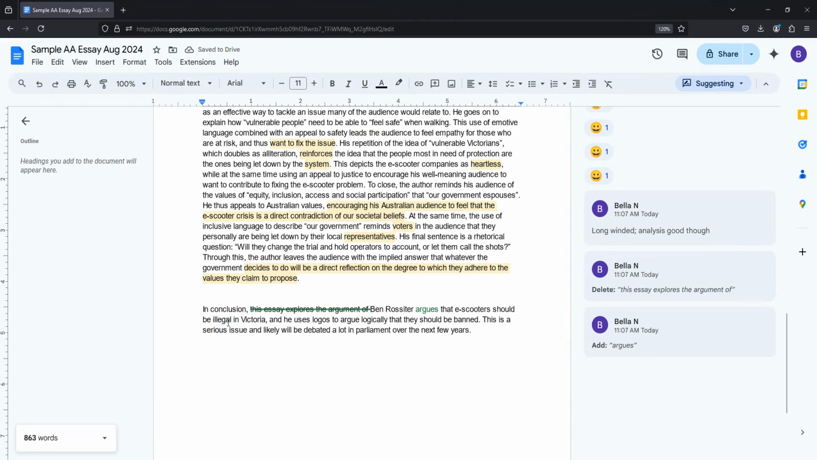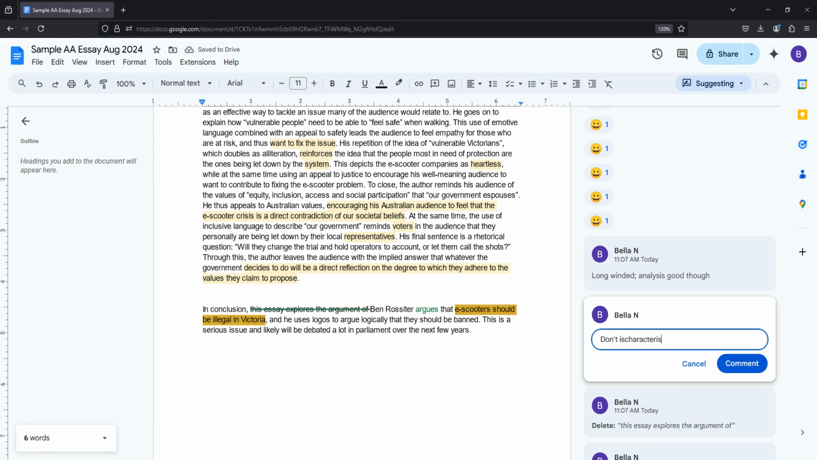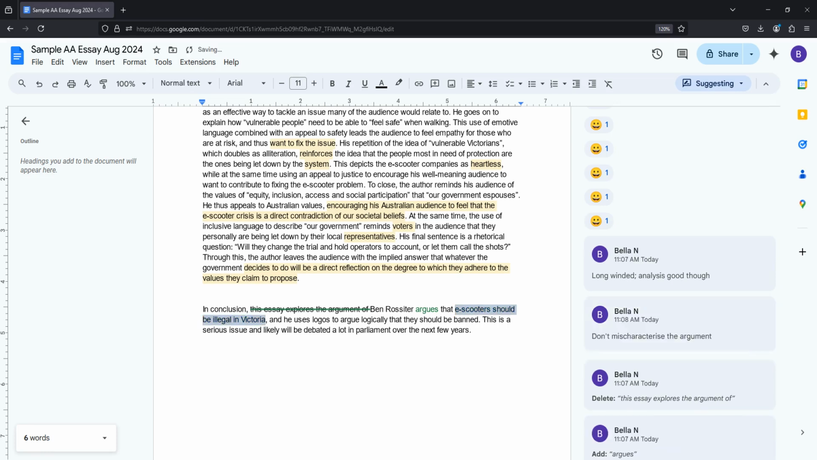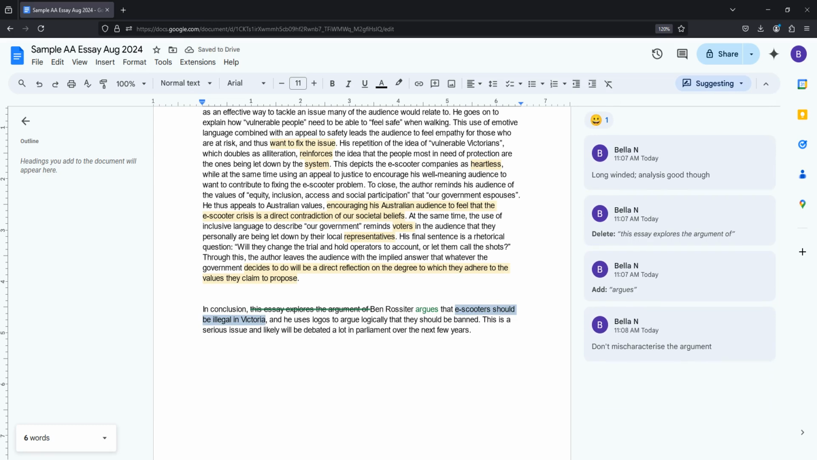Does he say they should be illegal? I don't think so. I think it's more that the current trial hasn't worked. So I would say don't mischaracterize the argument. These are little things where the student hasn't gone to the full effort of trying to work out what the argument is as specifically as possible, and they've kind of stopped. I don't want to say it's lazy, but it's a few steps short of actually trying to work out what it is, and they've just gone with something that's close enough. It just shows a lack of finesse.